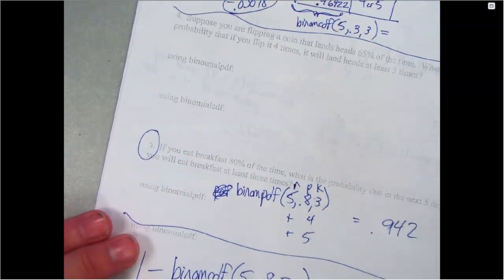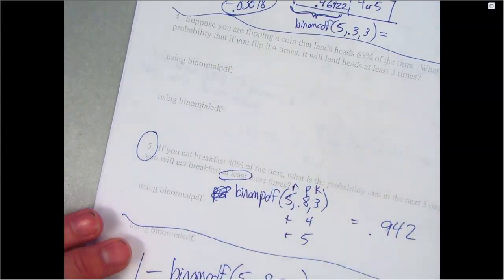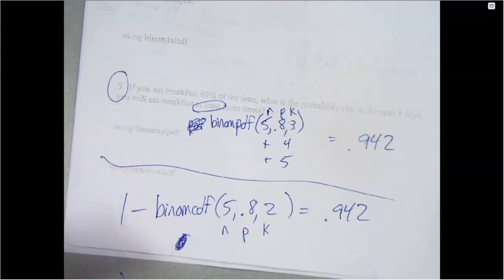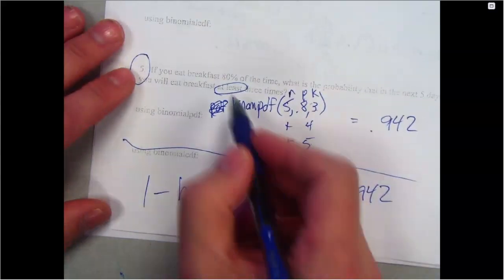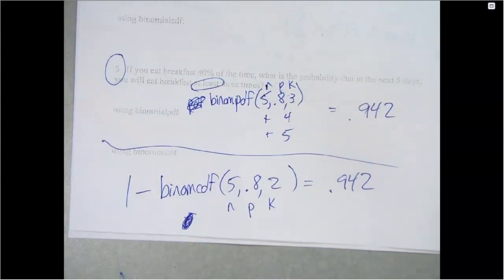Basically, when you're being asked for at least or more, you're going to have to do one minus. The calculator only does less than, or less than or equal to. If the question is asking for more, they're asking the opposite, and that's when you have to choose one minus. That's the guy. I'll talk through it in a second.